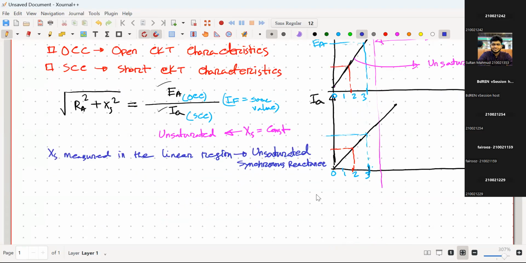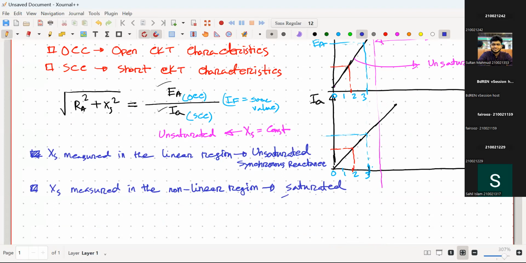Okay, this is one term, and I can say another term: Xs measured in the non-linear region is named as saturated synchronous reactance. Okay, clear?